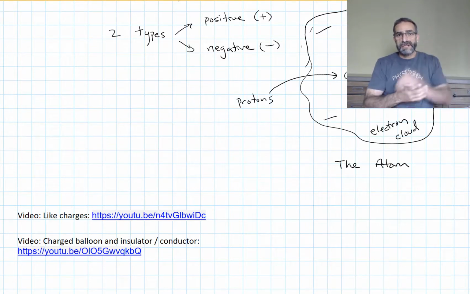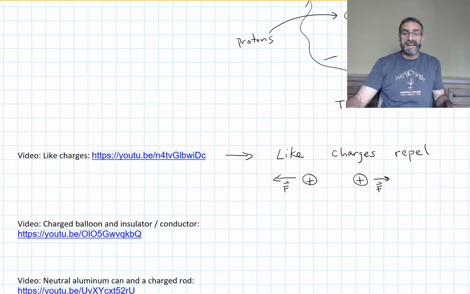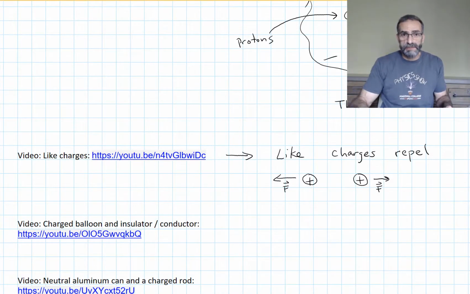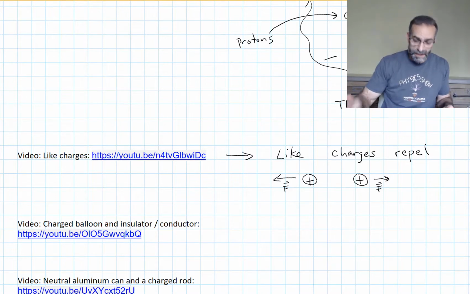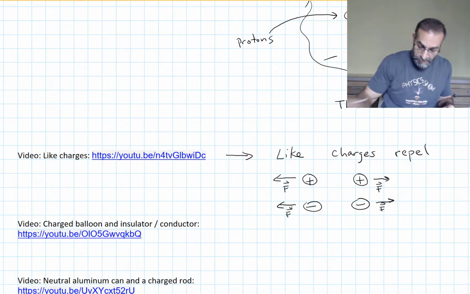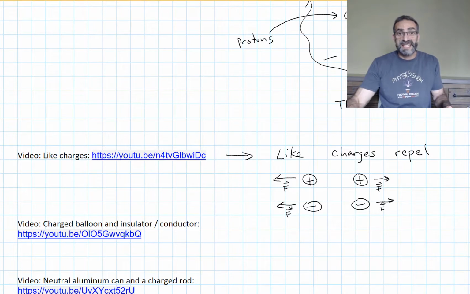Like charges repel. If we have two positive charges, they will push apart or repel each other. Or if we have two negative charges, because we have two different types of charge now, positive and negative. Either way, the force is repulsive, as long as those charges have the same sign.